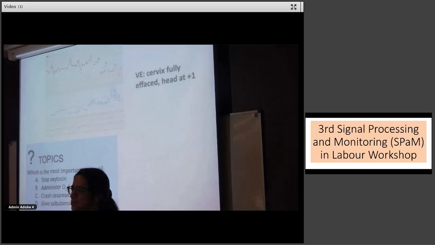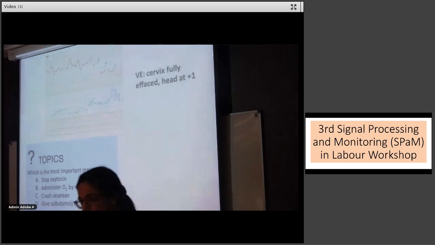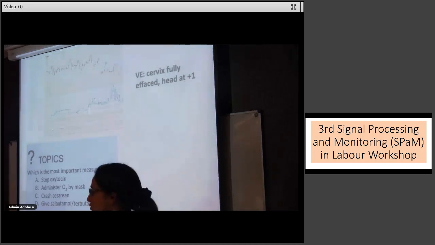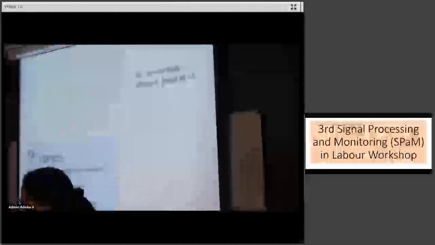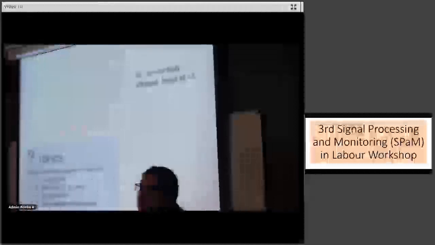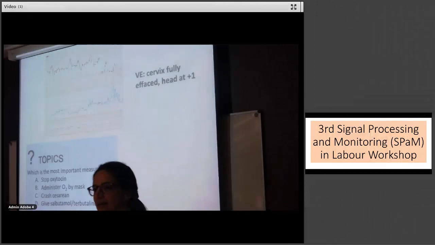Normally, just to give you another view, when we have this kind of tracing, clinicians try to rush the delivery as much as they can. So they increase oxytocin, they ask the mother to push more and more and more, and try to deliver the baby as quickly as they can, which actually increases the chance of the baby being born with an acidemia.